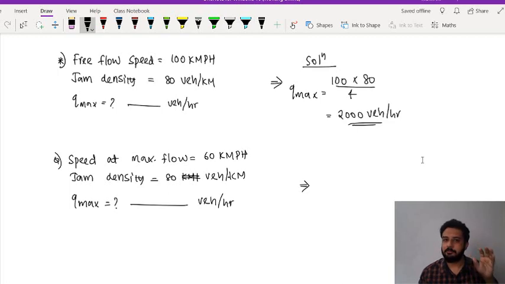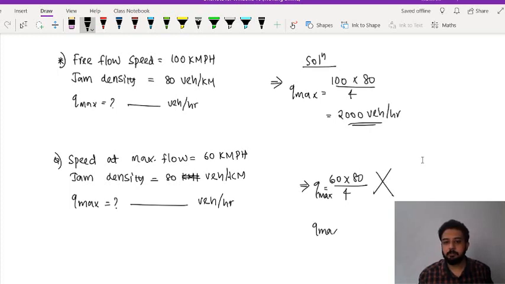Okay, in your mind you might have already thought about it, right? What into what divided by 4? If I am taking 60 into 80 divided by 4, my answer is going to be wrong. Correct? Why? Because they have given the speed at maximum flow, not the maximum speed, right? So what is this speed at maximum flow?